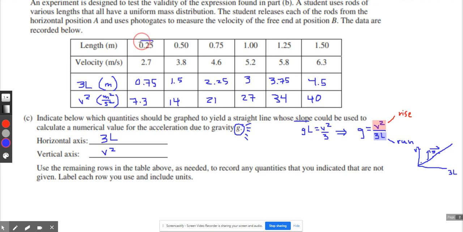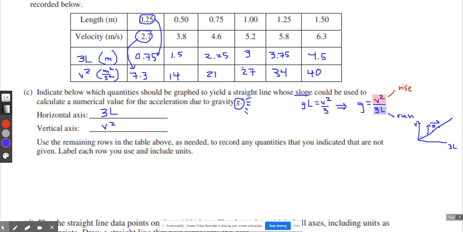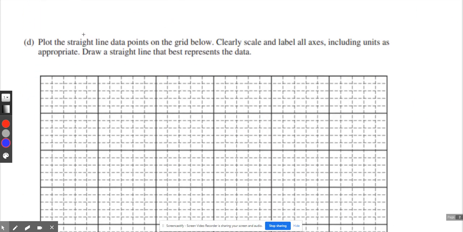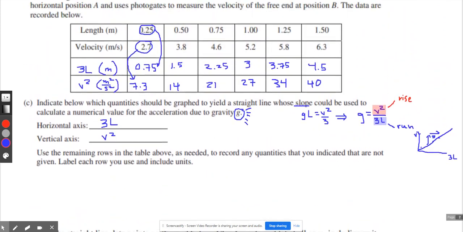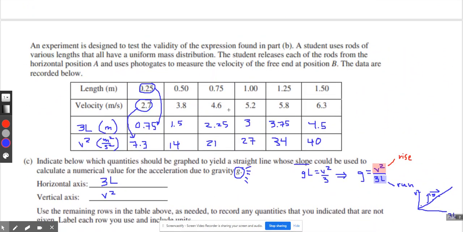Okay, so I've gone through and ran these numbers. I just took this one and multiplied by 3 to get this one. I just took this one and squared it to get this guy. And I did that all the way across here. It's a little bit time consuming, but just pump it out as fast as you can. Now we can plot these on our graph below. For part D, plot the straight line points on the grid below, clearly scale and label all axes including units as appropriate, and draw a straight line that best represents the data. I just rounded somewhere close to how many digits they're showing here.